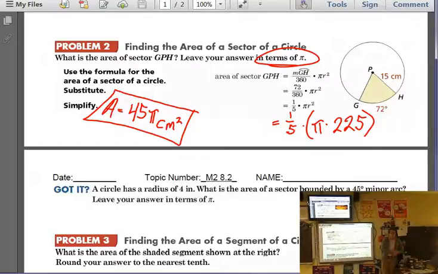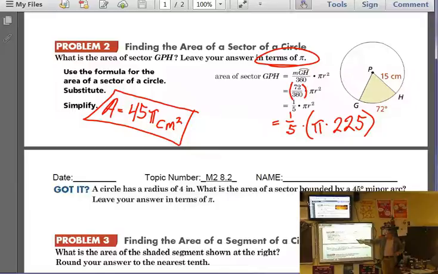So question, let's pretend that the ratio doesn't simplify to anything. Would it be okay just to keep it as it is? So hypothetically, you see it's 72 over 360. So let's say this was 73 over 360. You can just leave the value in your calculator.